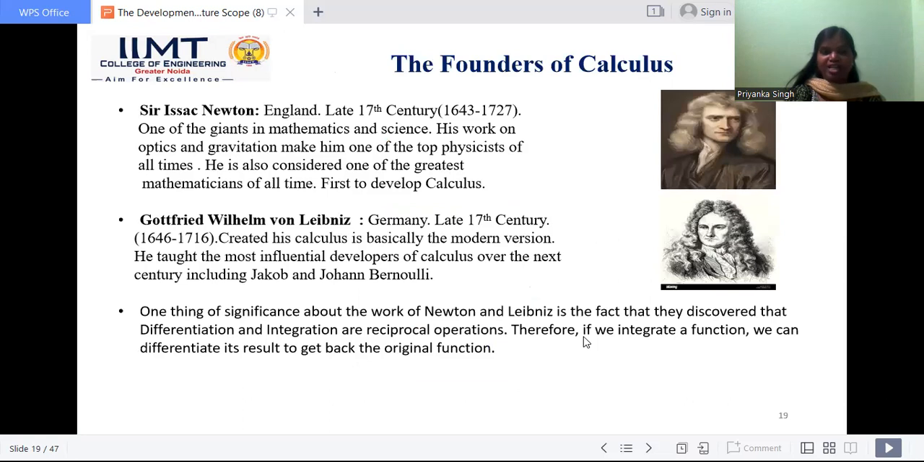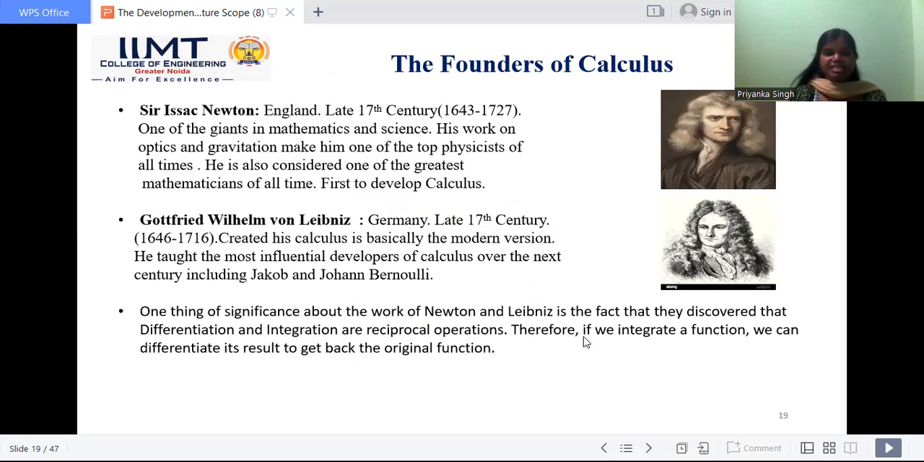Next, the founder of calculus, Newton. Newton is one of the giants in mathematics and science. His work on optics and gravitation make him one of the top physicists of all time. He is also considered one of the greatest mathematicians of all time, the first to develop calculus.